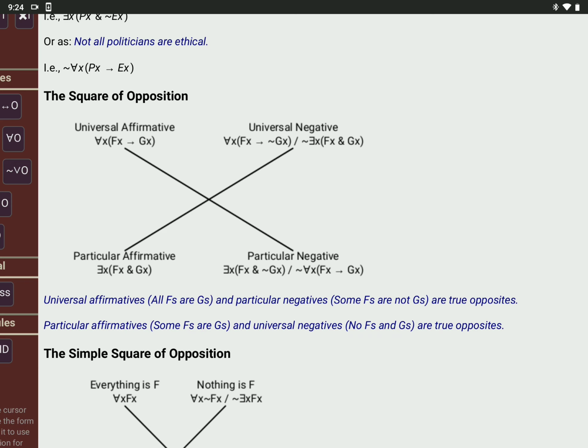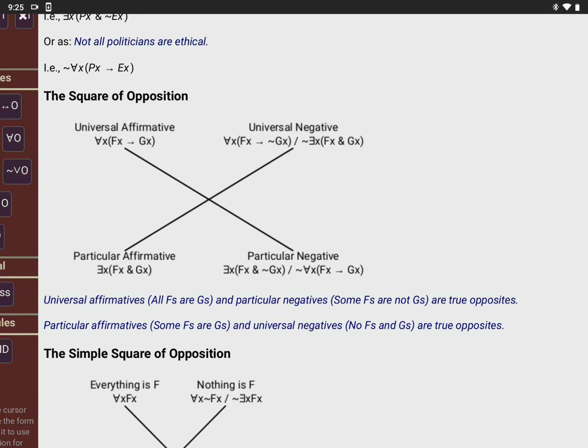Now, what's funny about this is that the real opposite of all F's are G's is not no F's are G's. Those could both be false, if some are and some aren't. The real opposite of all F's are G's is a particular negative. There are F's that aren't G's. Some F's are not G's. One of those is true, the other one is false, and vice versa.